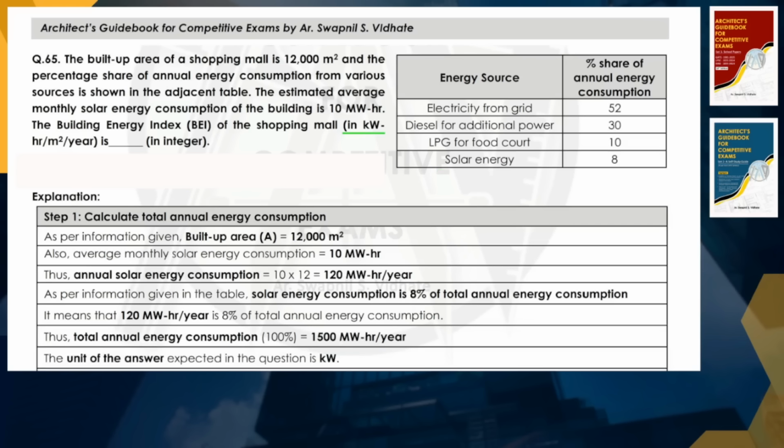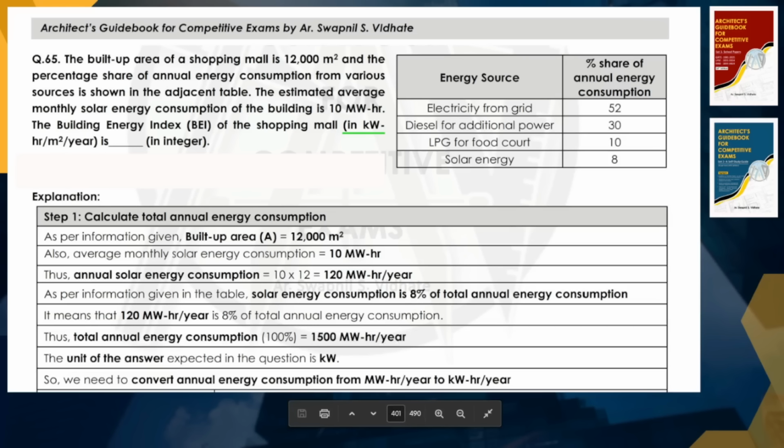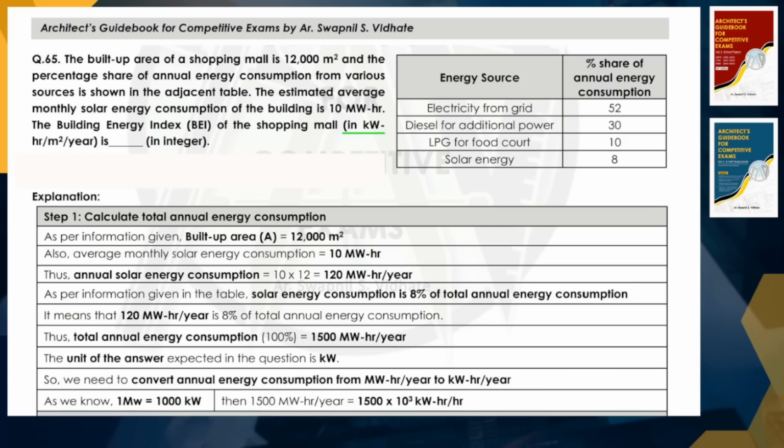The unit of answer is expected in kilowatt hour. So this 1500 megawatt hour per year should be converted to kilowatt hour per year, right? As we know, 1 megawatt is equal to 1000 kilowatt. So for 1500 megawatt hour per year, we will not write 1500 multiplied by 1000. Here we just keep it as 1500 multiplied by 10 raised to 3 kilowatt hour per year, right? By mistake I have written hour per hour, so it is kilowatt hour per year.